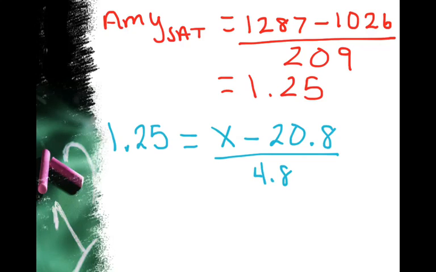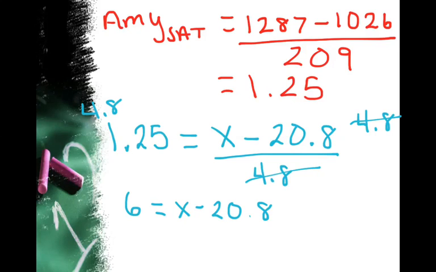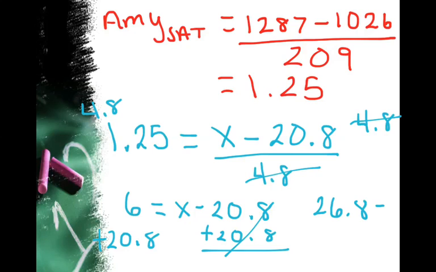And so now this is going to become algebra. You want to find what is x. And so you want to get rid of the 4.8 on the bottom on the right-hand side. And so you're going to multiply both sides by 4.8. Remember, what you do on one side, you have to do on the other. And so 4.8 times 1.25 is 6, equal to x minus 20.8. You want to get x by itself, and so you want to add 20.8 to both sides. And so what you're going to get is 26.8 equal to x.